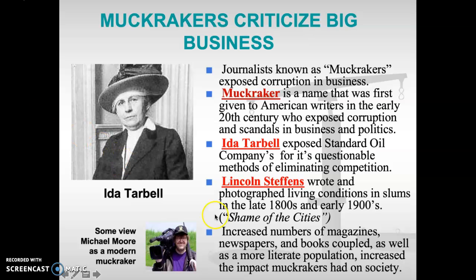We had people like Ida Tarbell, who exposed Standard Oil for its questionable methods of eliminating competition. We also have people like Lincoln Steffens, who wrote and photographed living conditions in slums in the late 1800s and early 1900s. We're going to see increased numbers of magazines, newspapers, and books, like Upton Sinclair's The Jungle, which exposes the meatpacking industry. The population's becoming more literate. More people are able to read. And this allows the muckrakers to have a bigger impact on society.